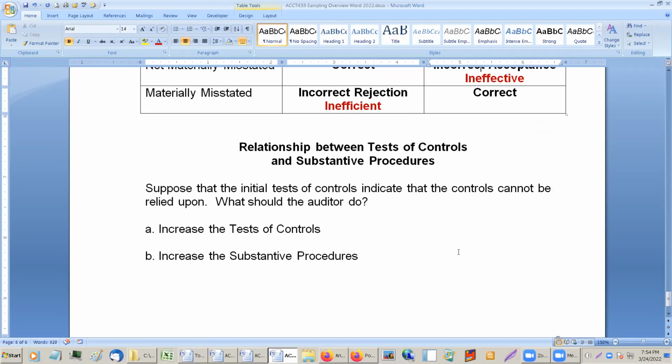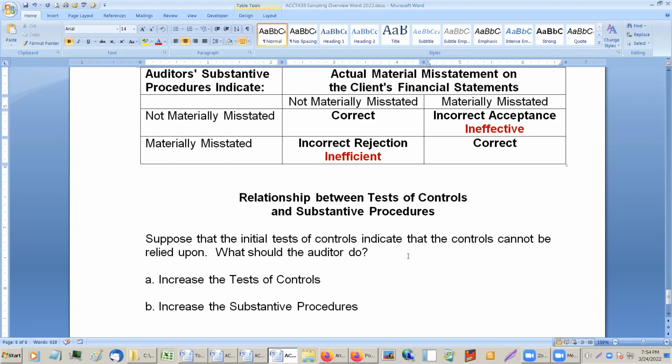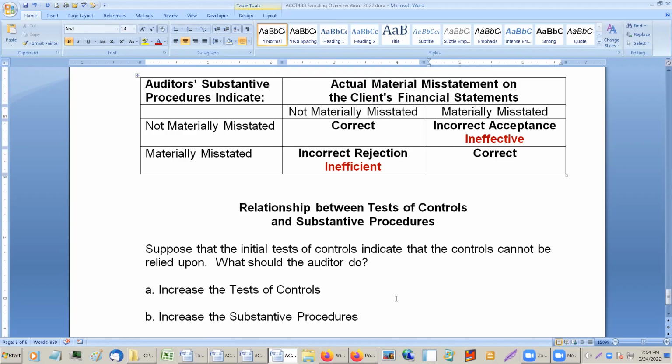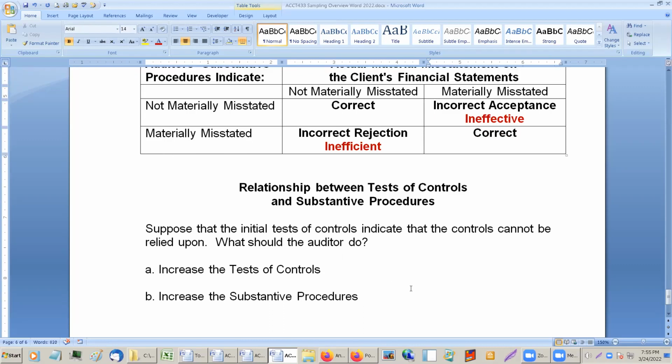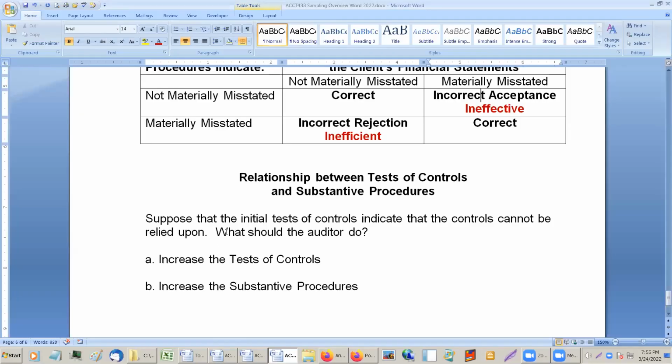Now down here, this last little question is, suppose the initial test of the controls indicate that the controls cannot be relied upon. What should the auditor do? So you start doing the test of controls. Let's say you get 20% into the test of controls, and you find out you cannot rely on them. Okay, so what's your next step?